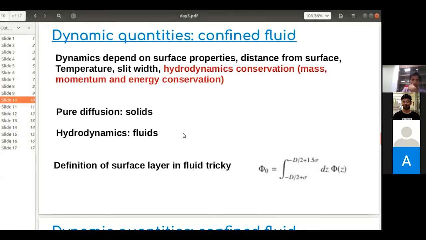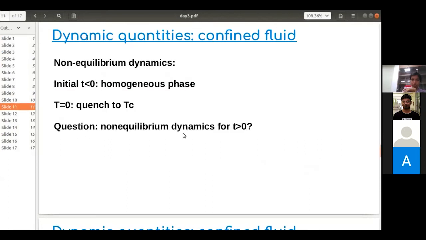All right. So now let's look at the results for the transport quantities. The question we are going to address is the following. We are going to look at the non-equilibrium dynamics of a binary liquid mixture, which is confined in between two walls. Both the walls prefer A type of particles. Both the walls have the same surface strength, which means it's a symmetric slit, okay?